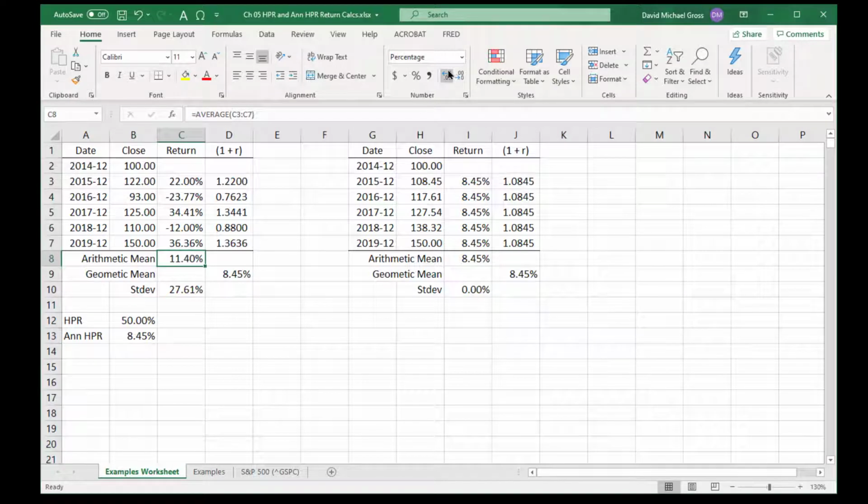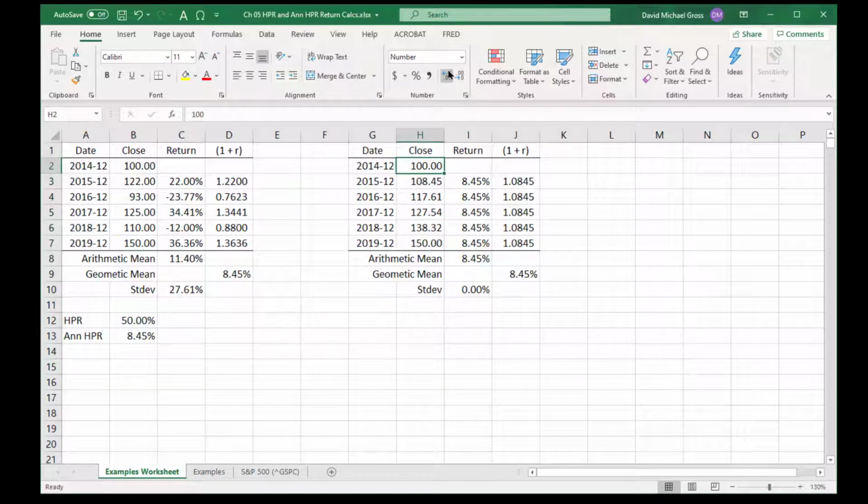Now we'll talk about the difference between this arithmetic mean, 11.4, and this geometric mean, 8.45, but let's look at it here, and this is what this table is. This table says, well, what if instead of earning 22 and then losing 23 and then plus 34 and minus 12 and then 36, what if there was a single return value that I could place in this table such that I earned the same amount in every year but still went from 100 to 150? What return is that? And that is that 8.45.